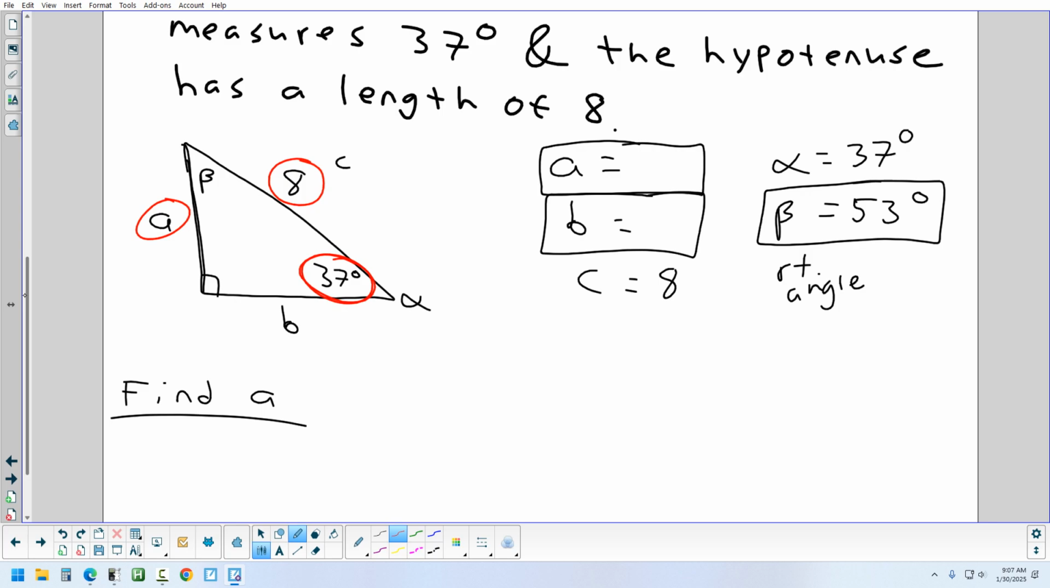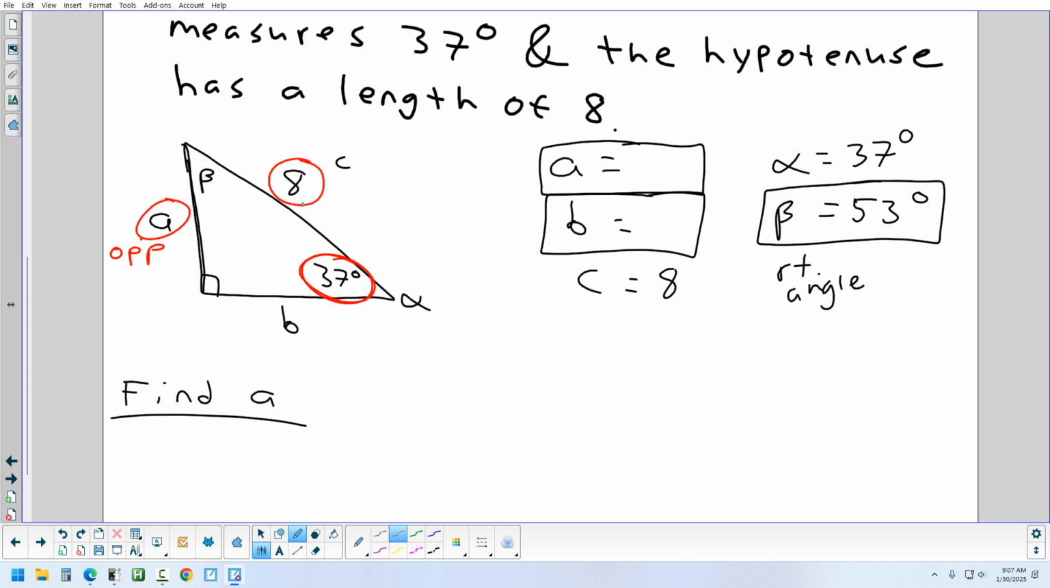Let's label the positions of these sides. By position, I mean opposite, adjacent, or hypotenuse. What position is side A? And everything is from the perspective of 37. Yeah, that is opposite. So we are trying to figure out the opposite side. And what's the position of the side that's 8?